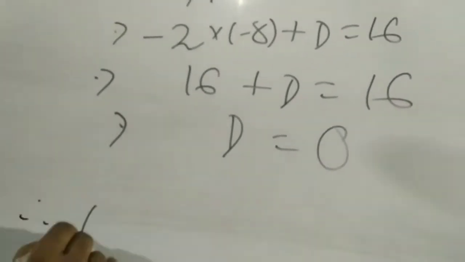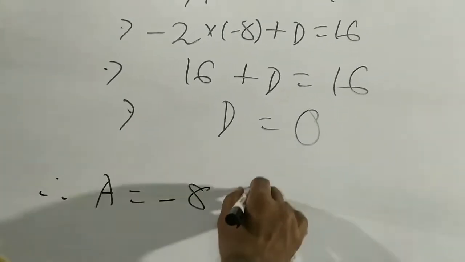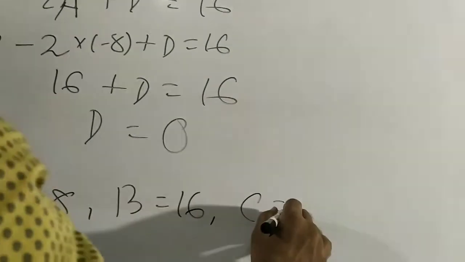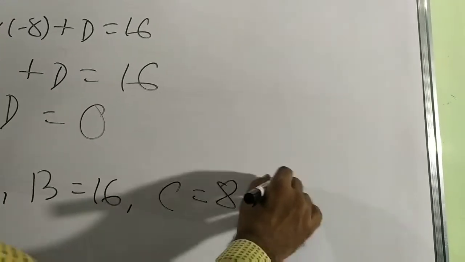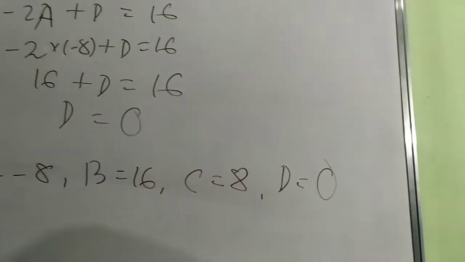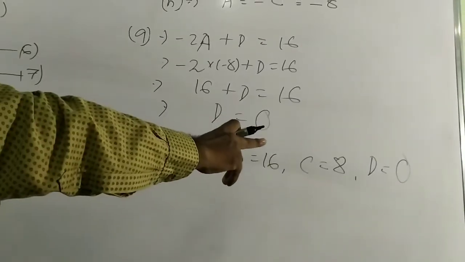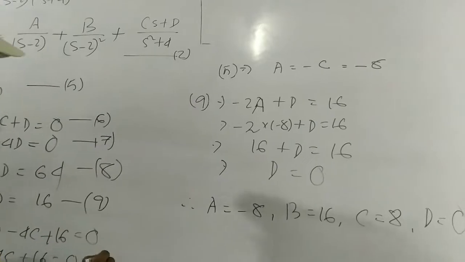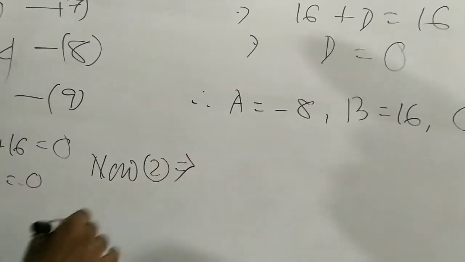Therefore we get the values A equal to minus 8, B equal to 16, C equal to 8, and D equal to 0. So we get the values of A, B, C, D. Now we put the values of A, B, C, D in equation number 2.